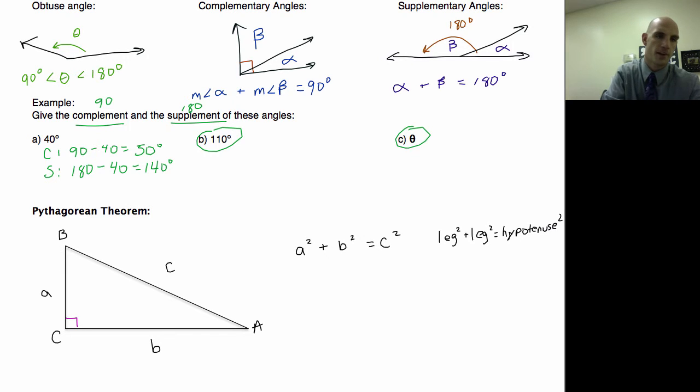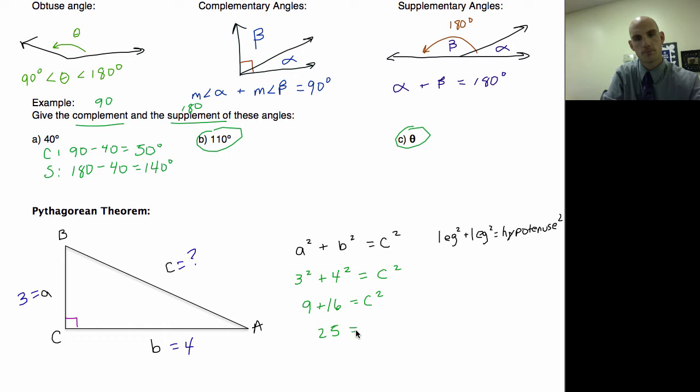If I'm going to put in some measurements here, I'm going to let a be 3, b be 4, and I'm going to let c be unknown. So what I can do is put in 3 squared plus 4 squared is equal to c squared. And I know that this is 9 plus 16 equals c squared. So 25 is c squared. If I take the square root of both sides, I get that c is equal to 5.